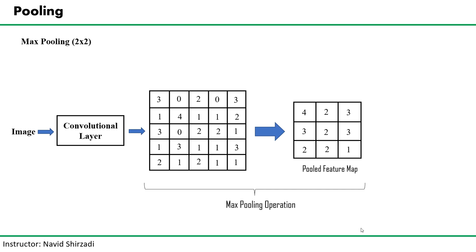So that was it. In the next tutorial, we'll learn about another important layer of the convolutional neural network, and that's flattening. Until then, keep exercising.